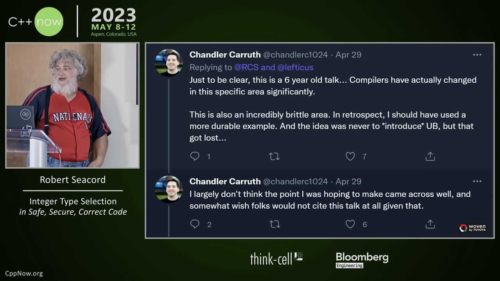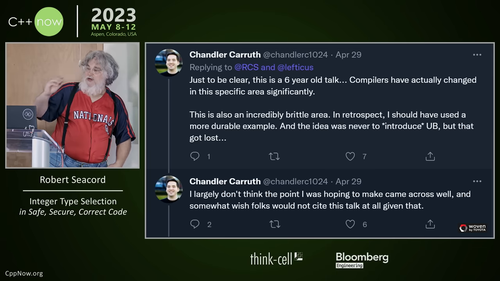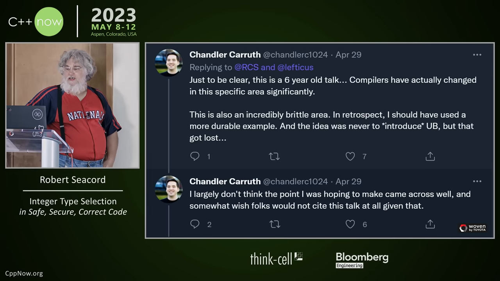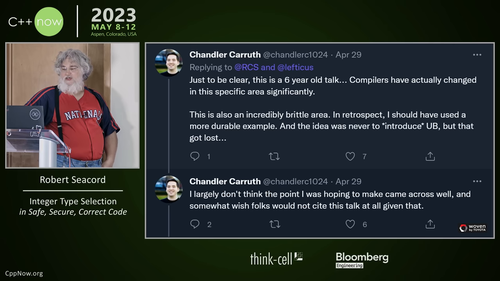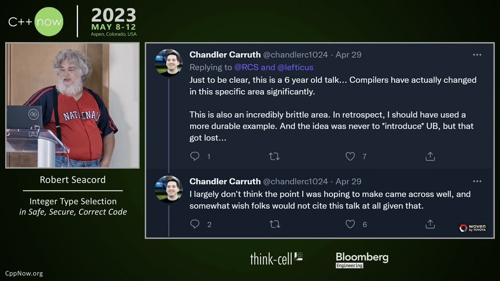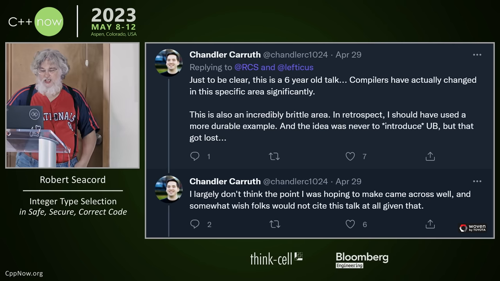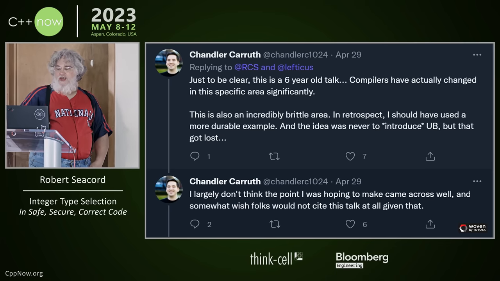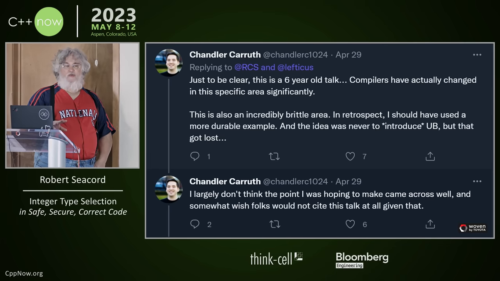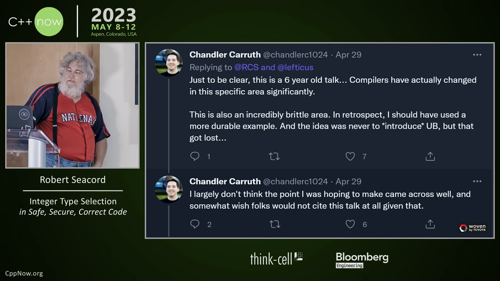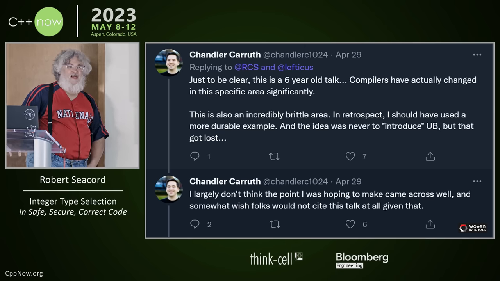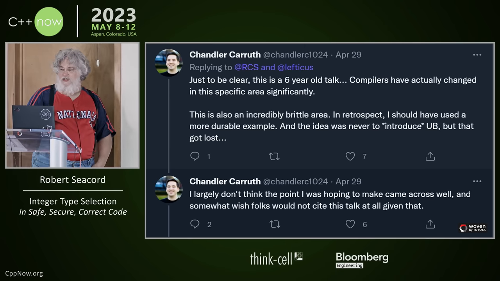So I asked Chandler on Twitter, and his response was, just to be clear, this is an old talk. Compilers have changed a lot. This is also brittle. In retrospect, I should have had a better example. The idea was never to introduce UB, but that got lost. I largely don't think the point I was hoping to make came across, and I really wish people would stop citing this talk. So I think he's trying to walk it back, is my takeaway from that Twitter discussion. He's not standing behind this any longer.